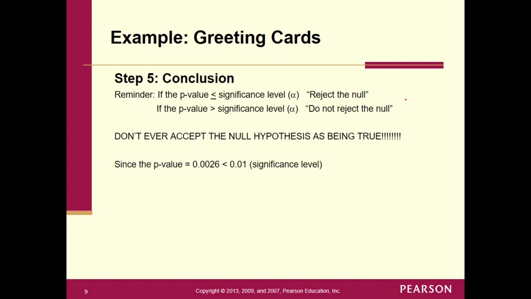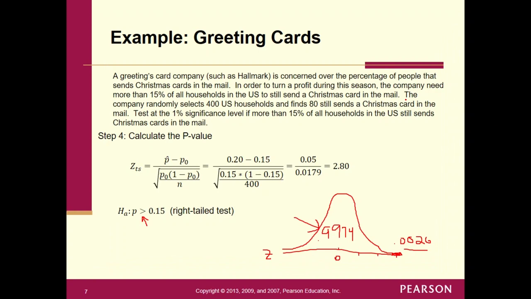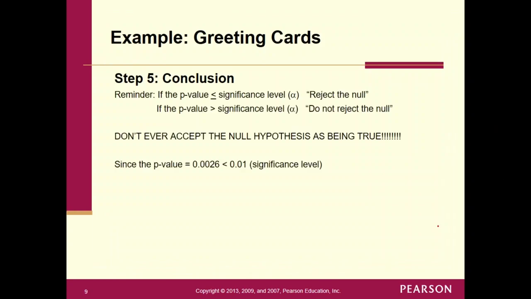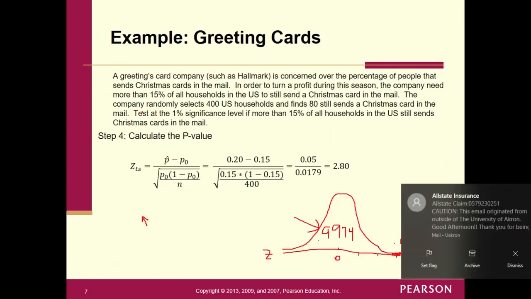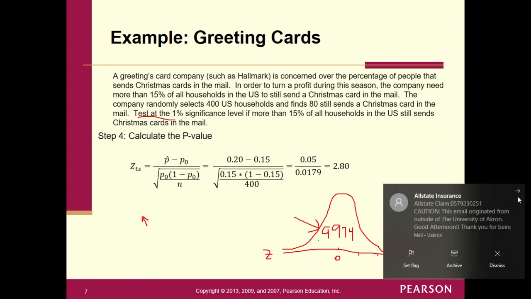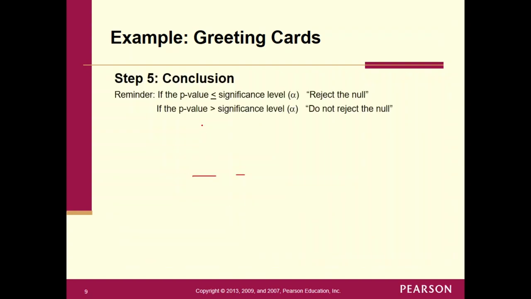So here, the p-value was 0.0026. Remember that? So let's go back, right here, 0.0026. So we got a p-value of 0.0026. Our alpha that was stated in the problem was 0.01. You remember that? Let's go back if you forget. So test at the 1% significance level. All I did was change it into a decimal so we can compare decimals here. So I changed that 1% to 0.01.